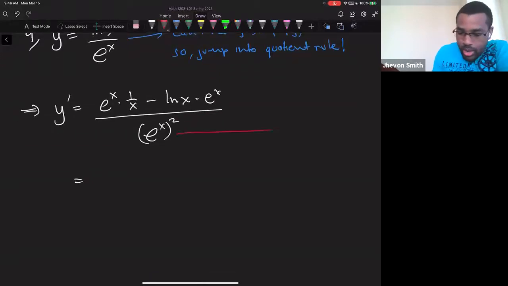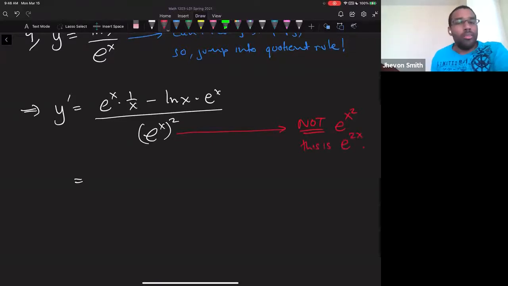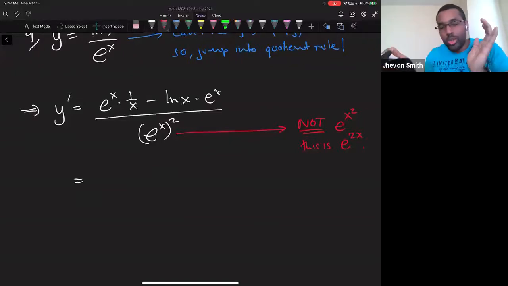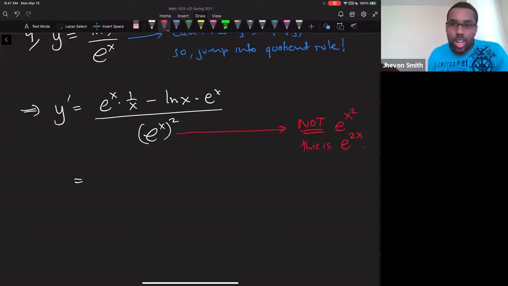Which, by the way, I want to point out, this is not e to the x squared. This is e to the 2x. Very common mistake, especially when students are in a test. When they see e to the x and then all squared, they think e to the x squared. This is not true. Laws of exponents: you multiply the powers when you raise one power to another power.